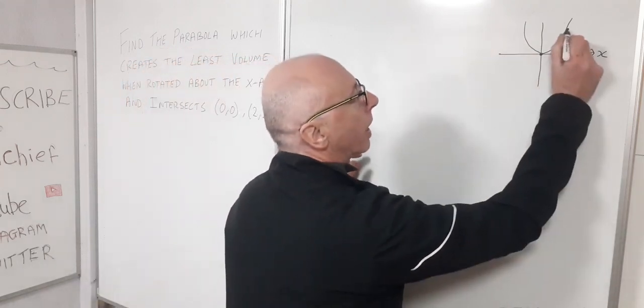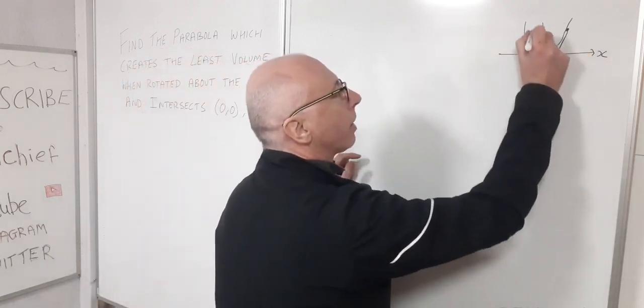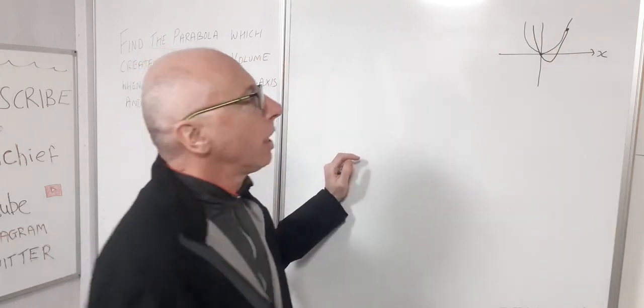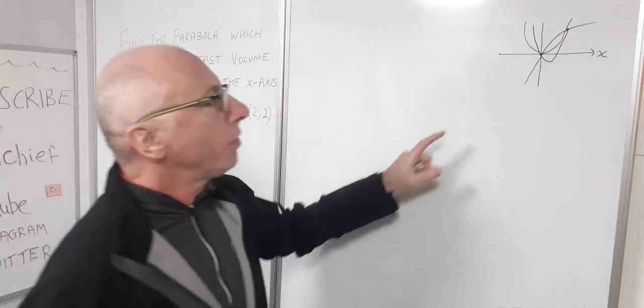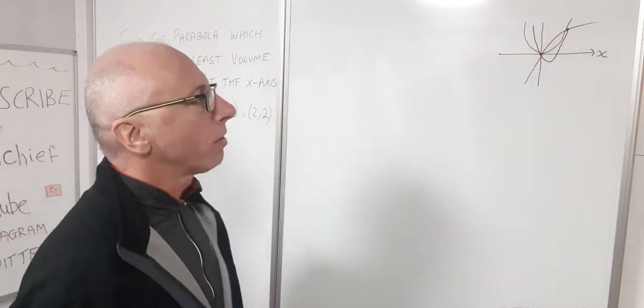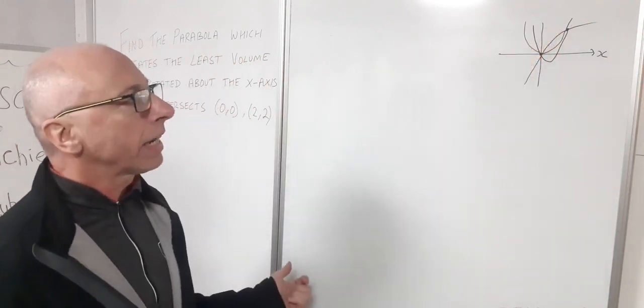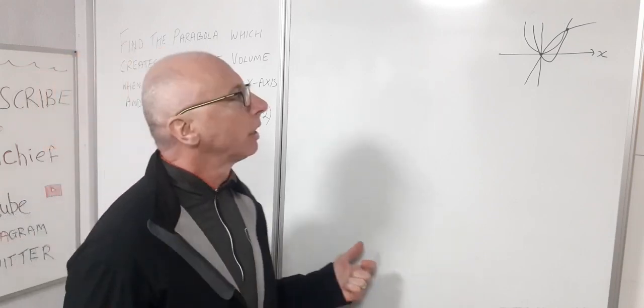So another parabola we could have could go even like this. That's also a possibility. And this is also a possibility. All of these parabolas intersect points (0, 0) and (2, 2). So we want to find out a formula for that parabola.